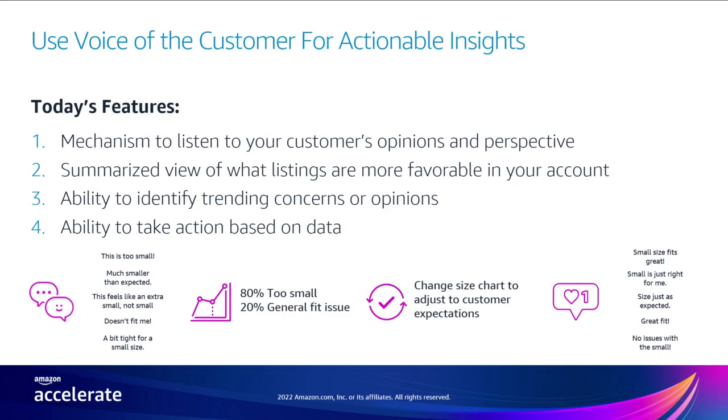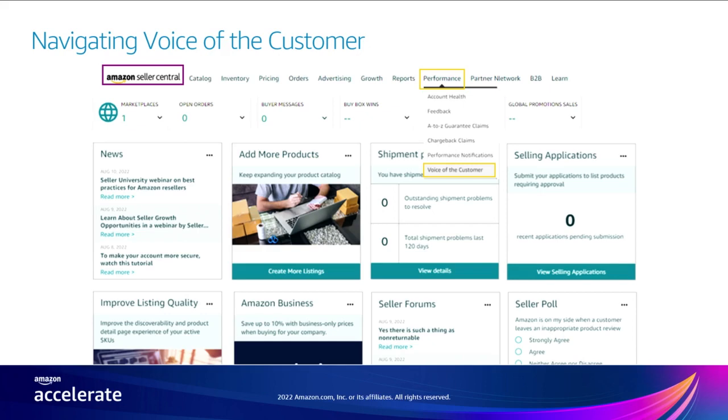So next, for those of you that are unfamiliar with the Voice of the Customer, I wanted to take this opportunity to walk you through how to find and navigate the Voice of the Customer tool. So first, you'll need to log into Seller Central. Once logged in, from the top navigation bar, you'll hover over the Performance tab. You'll see a drop-down of the options with Voice of the Customer at the very end of the list. You will click on Voice of the Customer to bring you to the Voice of the Customer landing page.